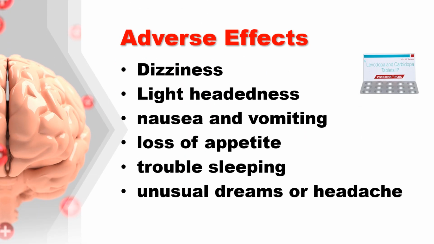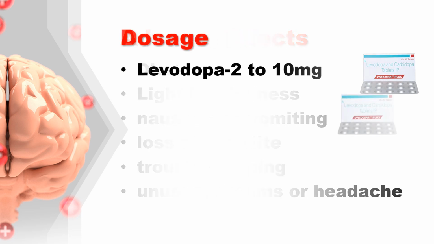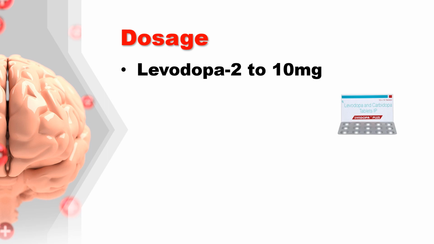The adverse effects that arise by using levodopa for longer days are dizziness, lightheadedness, nausea and vomiting, loss of appetite, trouble sleeping, unusual dreams or headache. The dosage of levodopa ranges from 2 to 10 mg.